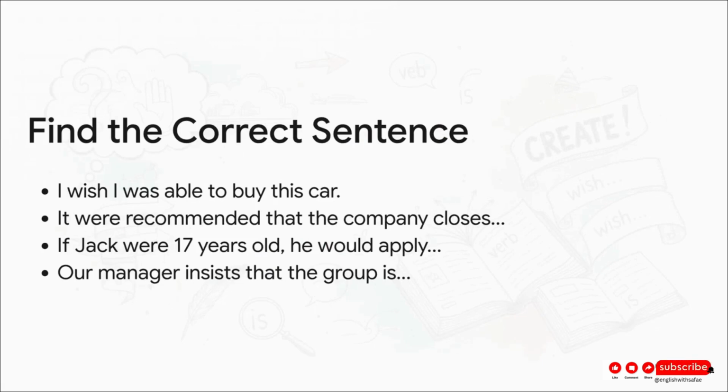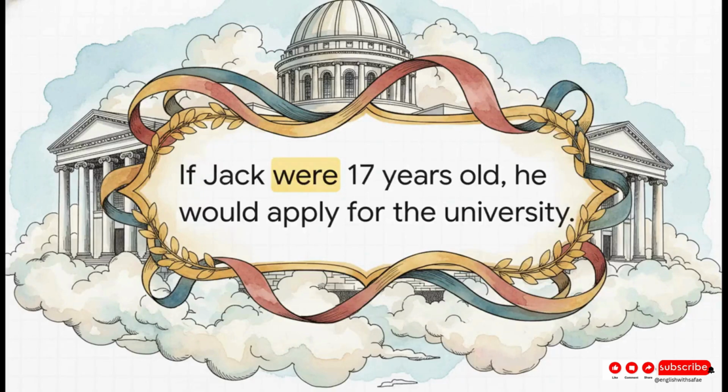Take a really close look at these 4 options. Based on absolutely everything you've learned today about subjunctive triggers, if clauses, and verb form changes, I want you to spot the single grammatically flawless sentence among these 4. And the winner is sentence number 3. If Jack were 17 years old, he would apply for the university. Because Jack is currently not 17 years old, it's a condition contrary to fact. Therefore, we use the subjunctive were instead of was. It perfectly applies the rule.